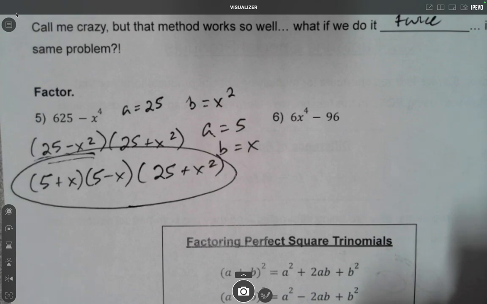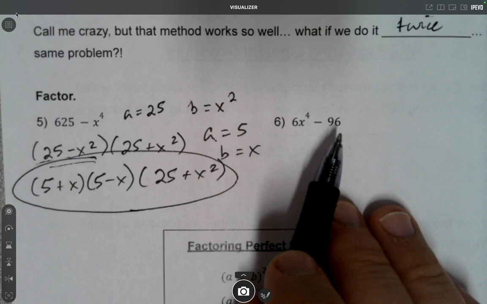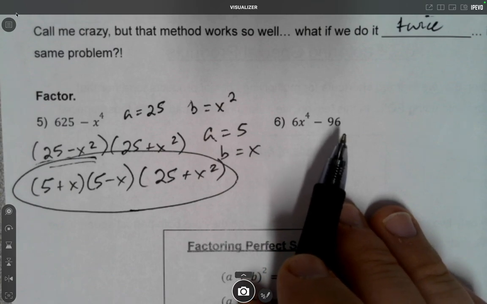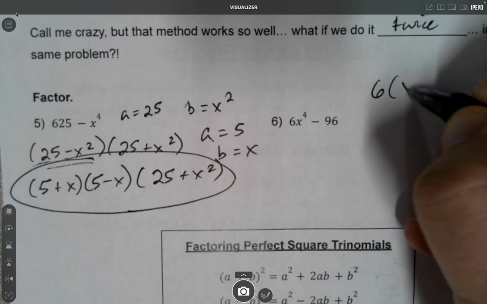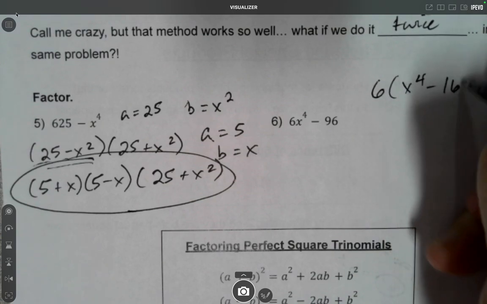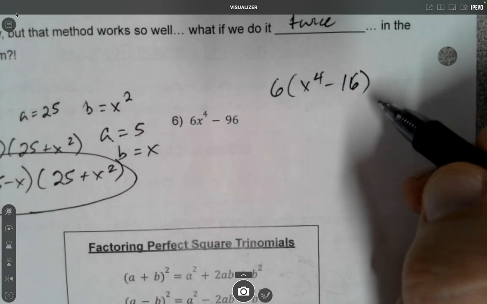Okay, now number 6 is tricky because you have to remember the very first rule of factoring, which I have not mentioned yet. My fault. If there's anything that both terms have in common, factor that out first. So as I look at 6 and 96, they are both divisible by 6. So I can pull a 6 out, and get x to the 4th minus 16.